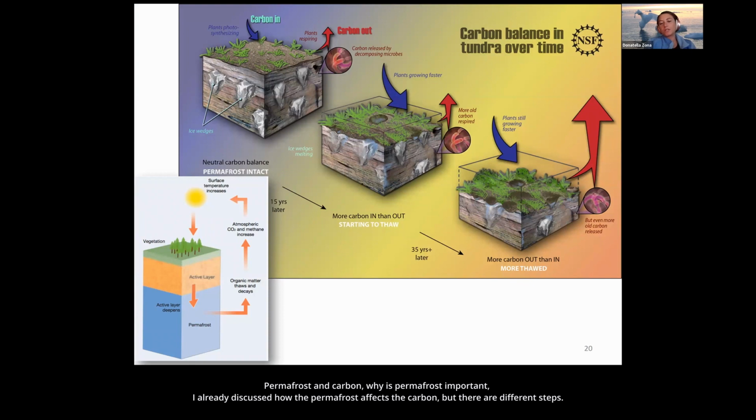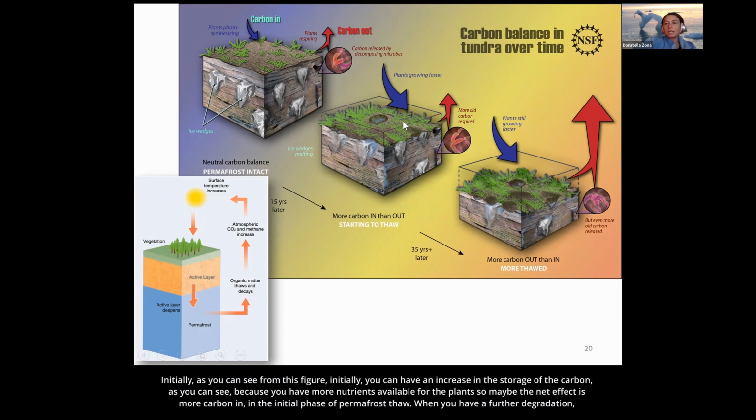Now, permafrost and carbon. Why is permafrost important? I already discussed how the permafrost affects the carbon, but there are different steps. The carbon stored in the permafrost is not necessarily released right away. With warming, you can release some of the carbon, but you also release some of the nutrients that can stimulate plant growth. So initially, as you can see from this figure, you can actually have an increase in the storage of the carbon, because you have more nutrients available for the plants. So maybe the net effect is more carbon in the initial phase of permafrost thaw.